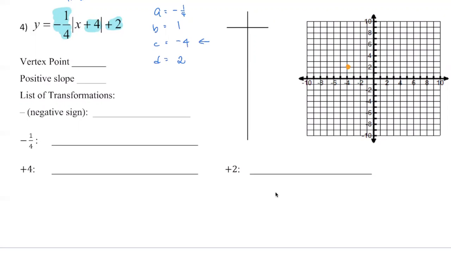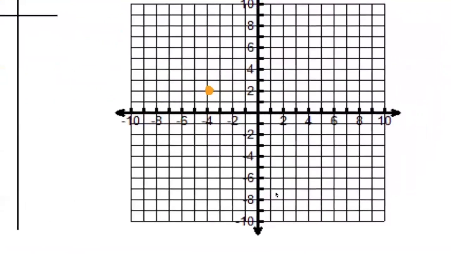And then the one last thing to do is to make sure that we know the shape of the graph. It's an upside down or right side up V. And since there's a negative for the A value, we know that it's going to be upside down. And since the A value is 1/4, the slope is going to be 1/4. So what you can do is go down 1 unit and go to the right by 4 units. Okay, so that's the slope of 1/4. And you will do the same thing for the other side. So 1, 2, 3, 4. So that's it. Graph done.